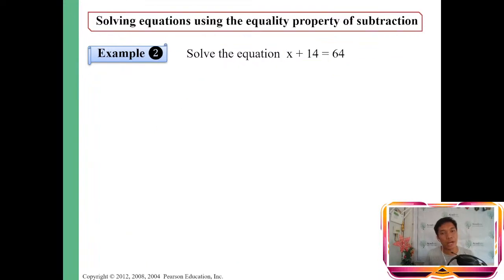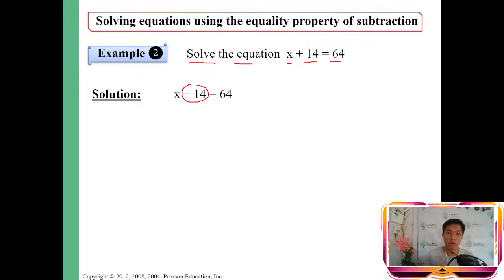Next one, how about if we have the subtraction property? Solve the equation x plus 14 equals 64. So the solution is like this. x plus 14 equals 64. Because that is plus 14, we need to minus. Minus both sides.